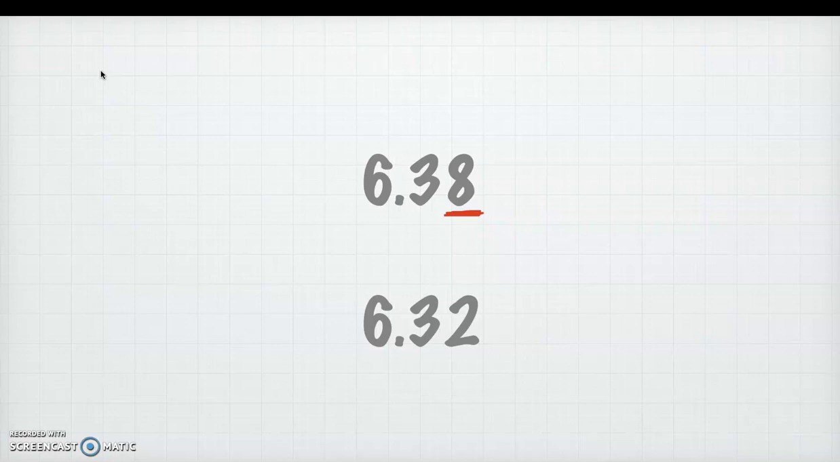So since 8 is greater than 5, I'm going to drop that number, but then I have another step. My next step is to add 1 to my previous digit. So my final answer is going to be what? 6.4. 3 plus 1 equals 4. Let's look at our next example.